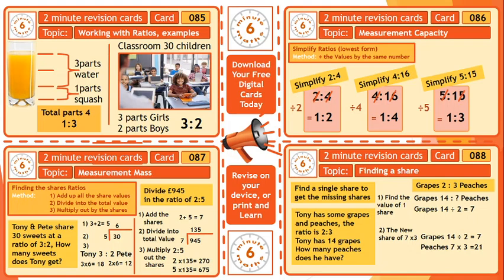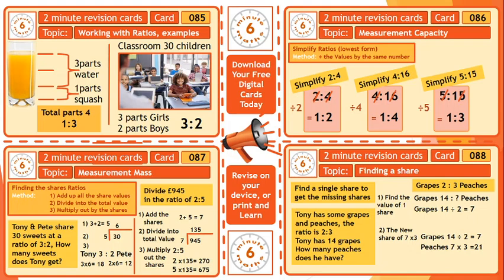Card number 85. Some examples of working with ratios. If you look, there's a nice glass of orange juice, and it's split into 3 parts water and 1 part orange squash. So to make that drink, I'd need a ratio of 1 to 3. 1 part squash to 3 parts water, which would be a total of 4 parts. And then another example, a classroom of 30 children, 3 parts girls to 2 parts boys. So within that class, what that means is for every 3 girls, there's 2 boys in the class.